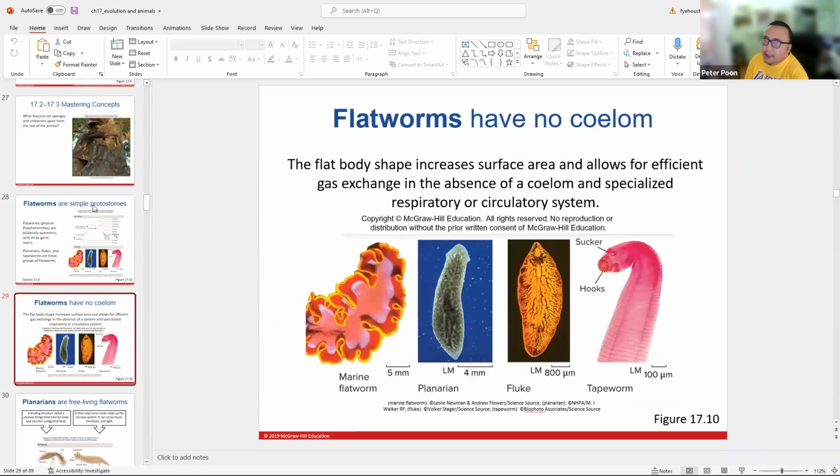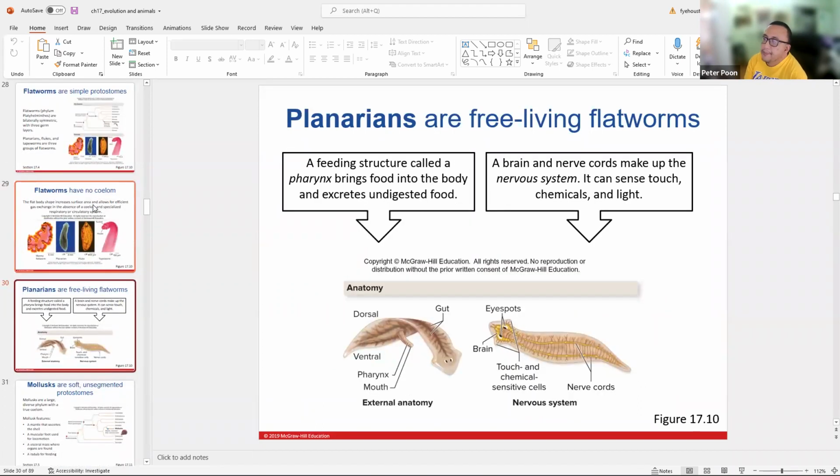Flatworms are simple protostomes. They have no coelom. They have a flat shape. Their flat shape allows them to absorb nutrients very quickly and efficiently, and therefore they have no need of a circulatory system or respiratory system.